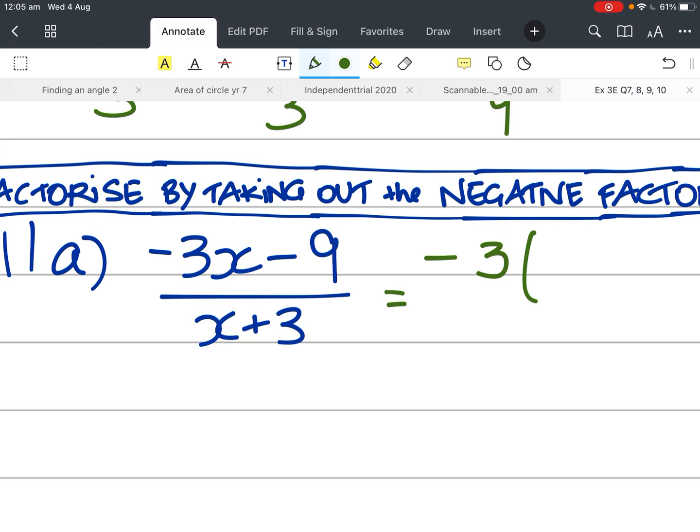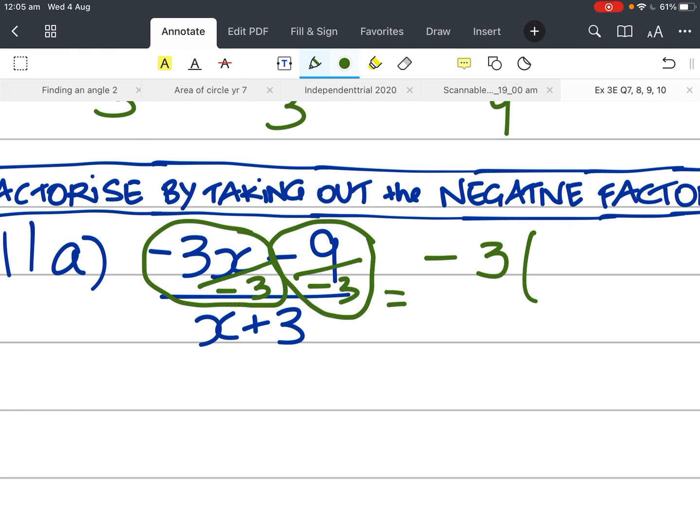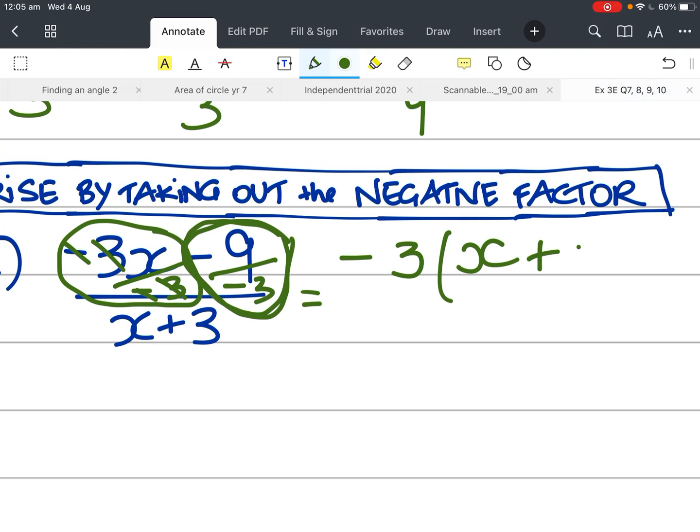So to figure out what goes on the inside of the brackets, I have to divide both of these by negative 3. Now remember, keep all of this together in the circle. So negative 3x divided by negative 3 means the negative and the 3 cancel, and I'm left with just the x. Okay, now in this one, it's negative 9 over negative 3. Hopefully you remember a negative and a negative makes a positive, and 3 goes into 9 3 times. Now rewrite what's on the bottom, x plus 3.